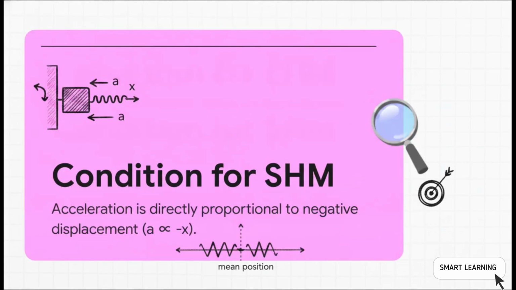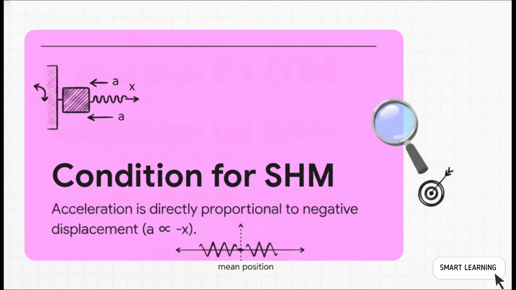Condition for SHM: acceleration, or a, must be directly proportional to negative displacement, or negative x. So, here is the strict definition of the motion itself. For any object to actually be in simple harmonic motion, its acceleration must be directly proportional to its displacement from the equilibrium position. But hold on.